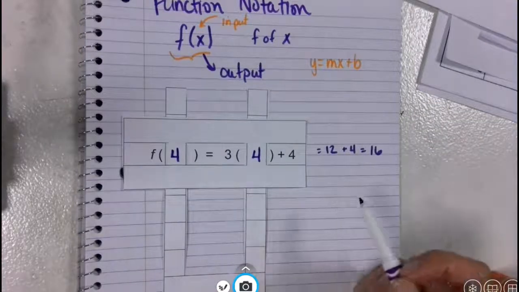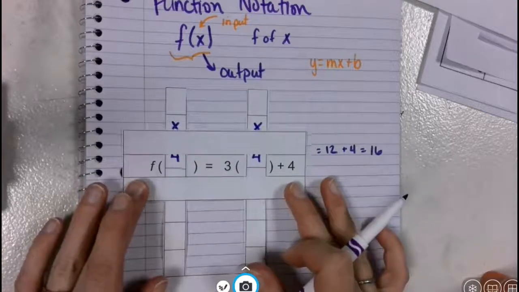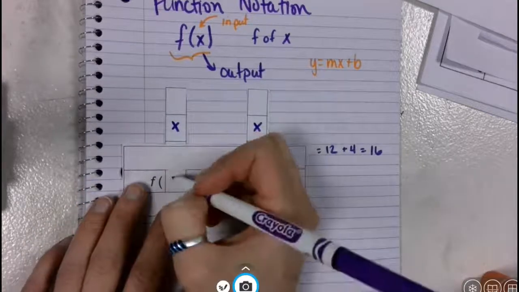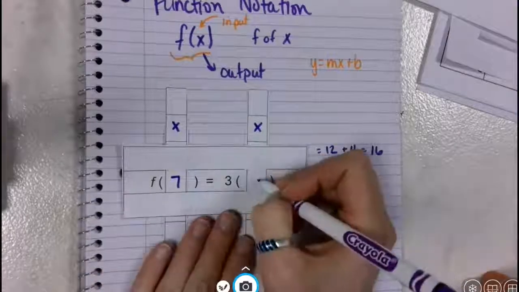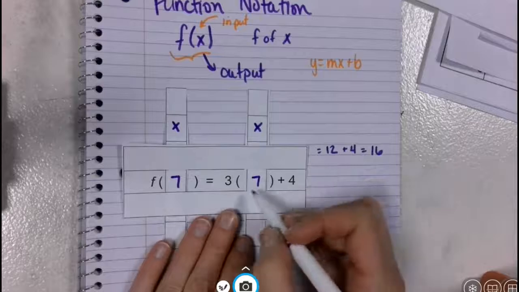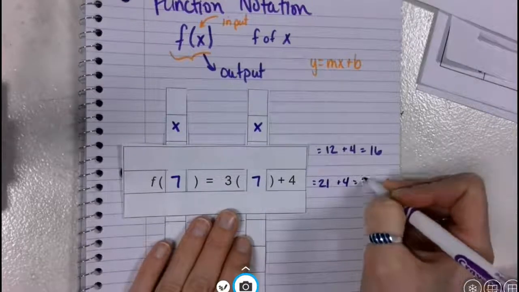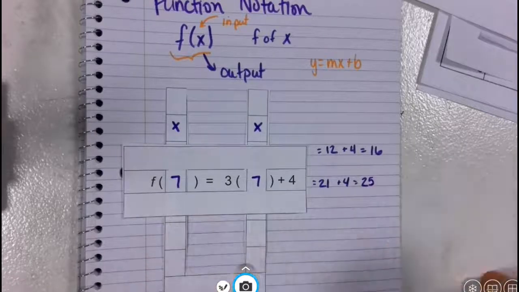So that's how I would evaluate using my function notation. Let's go ahead and try another one. Now if I have f of 7, that also means I put in a 7 anywhere I see that x in my equation. So that gives me 3 times 7 is 21, plus 4, which equals 25. So that's how I would evaluate using function notation.